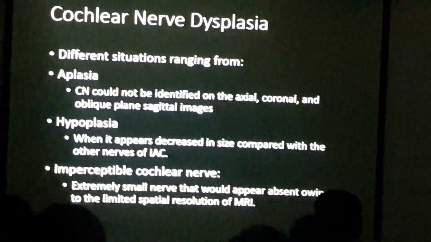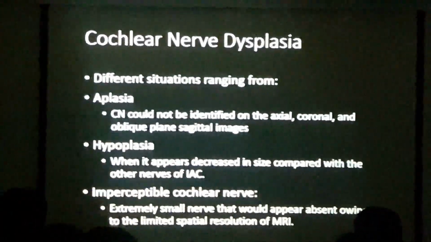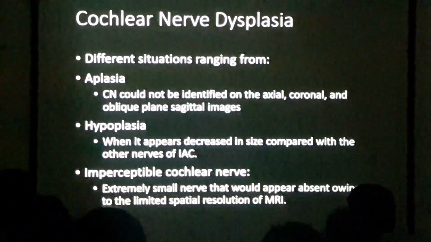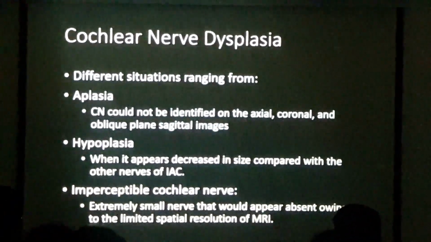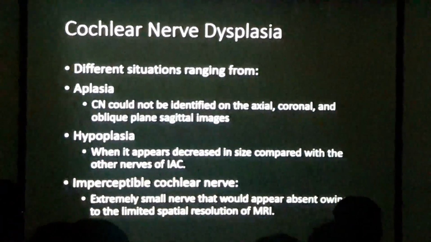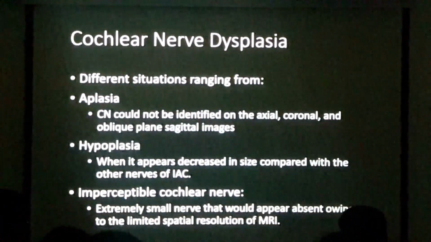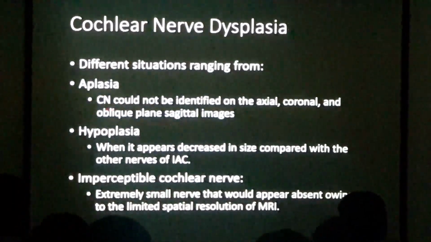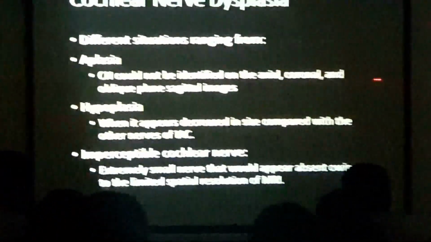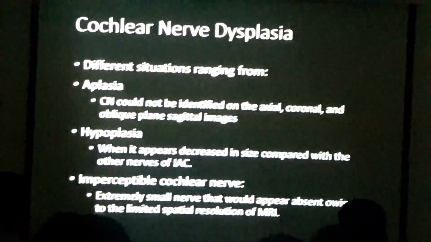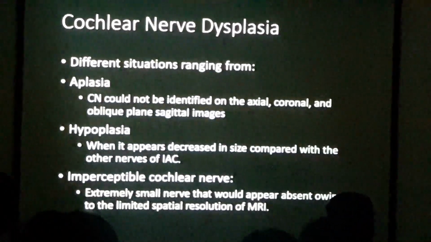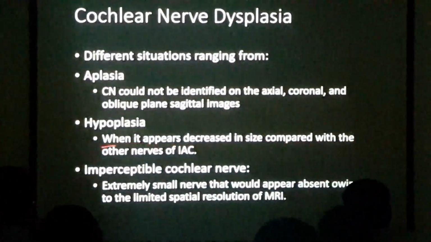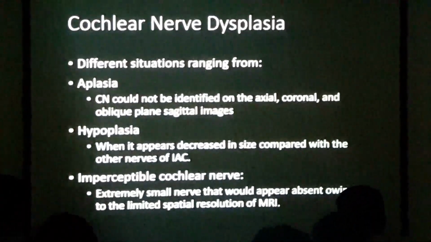Cochlear nerve hypoplasia or absence can be congenital, and now we have noticed that it can be developmental also. So there are different types of cochlear nerve dysplasia. All these cochlear nerve abnormalities have now been put under one name, cochlear nerve dysplasia. There are 3 types mainly studied. One is aplasia, where the cochlear nerve could not be identified in axial, coronal or oblique sagittal images. MRI not identified. Hypoplasia means it appears decreased in size compared to the other nerves. Decreased in size, but it's there.